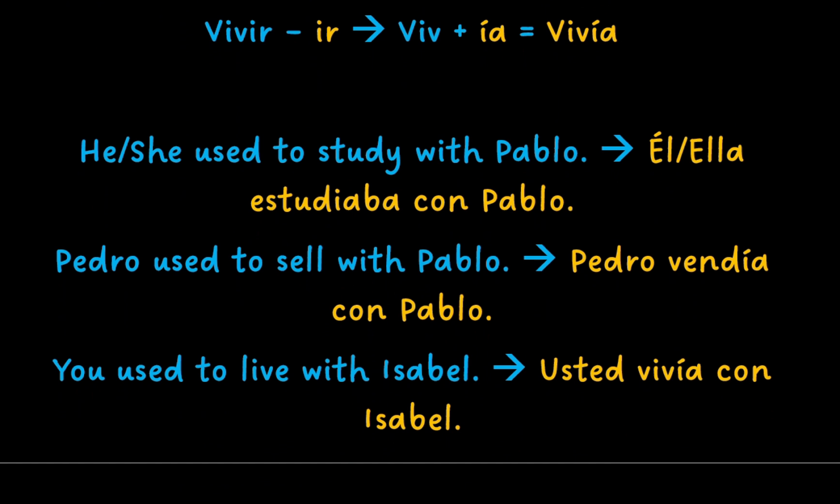He or she used to study with Pablo is él or ella estudiaba con Pablo. Pedro used to sell with Pablo is Pedro vendía con Pablo. And you used to live with Isabel is usted vivía con Isabel.